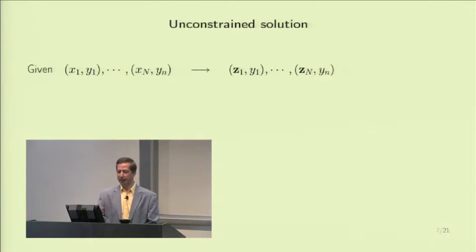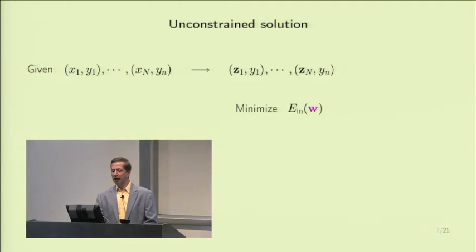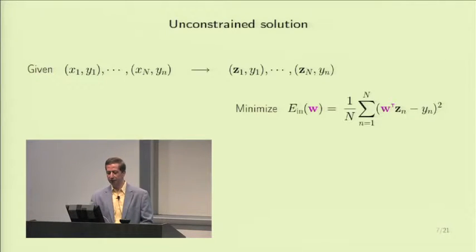Evaluated at the corresponding x, okay? So I get this. My goal of the learning is to minimize the in-sample error. The in-sample error will be a function of the parameters w, okay? And this is the formula for it. Exactly, it's the squared error formula that we use for linear regression.